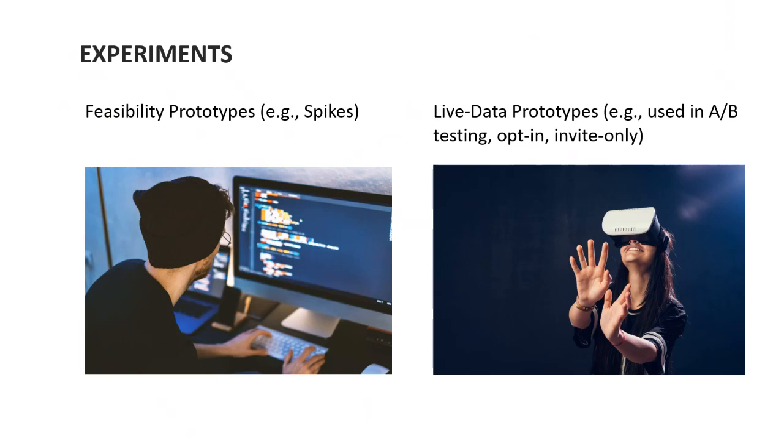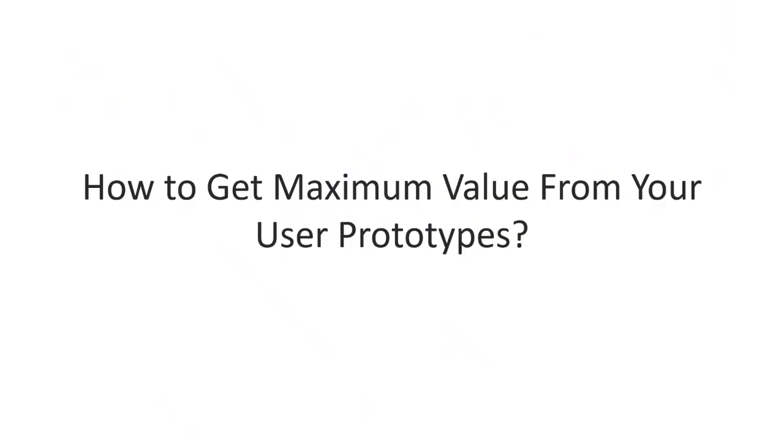Okay, so we have discussed so far what continuous product discovery is and how we can perform it, combining opportunity solution tree, opportunity score, and how we can identify hypotheses. We have also discussed 4 types of experiments that we can run, and now I would like to go to one more part, which is presenting you some ideas of how you can get maximum value from your user prototypes, because user prototypes are the most common type of prototype.